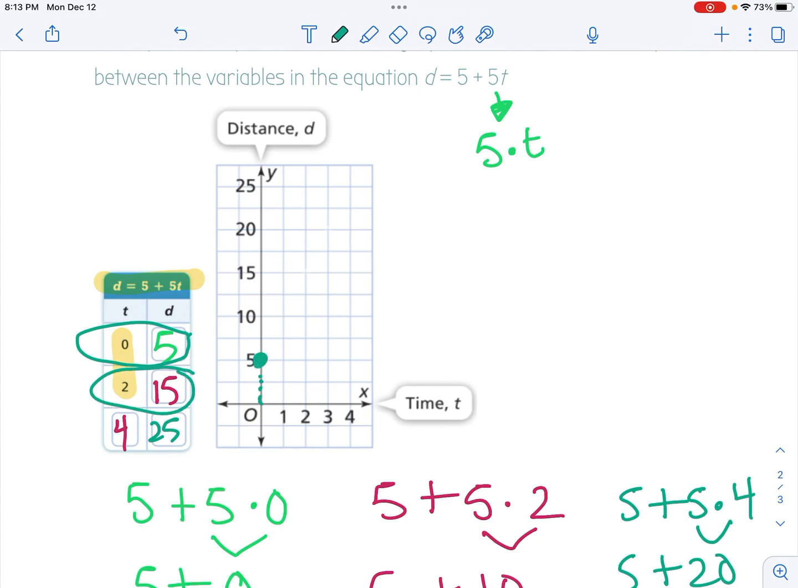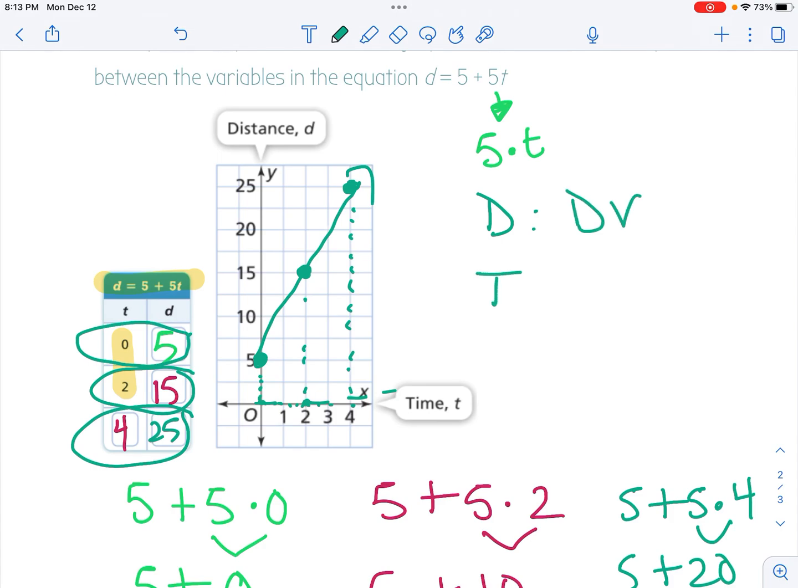My next one is (2, 15), so go over 2 and then go up to 15. My next one is (4, 25). I want to go over to 4 all the way up to 25. So this is showing me that as my time goes up, my distance goes up too. So that means that D is going to be my dependent variable because it depends on how much time has gone by.